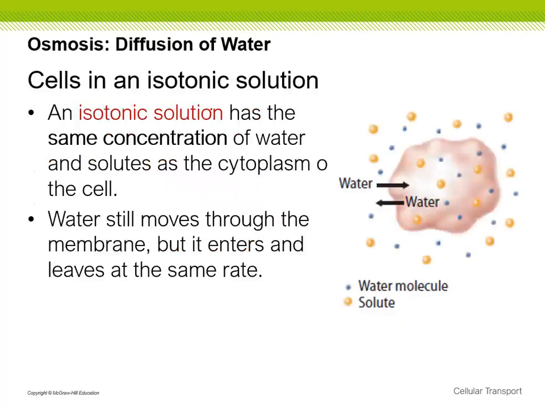So now we're going to talk about isotonic, hypotonic, and hypertonic. So a couple different things. Isotonic is when the water is the same. So isotonic, same water concentration. It moves in, but it moves out. If you're thinking about traffic, you have the same number of vehicles going into a parking lot and out of a parking lot at the same time.